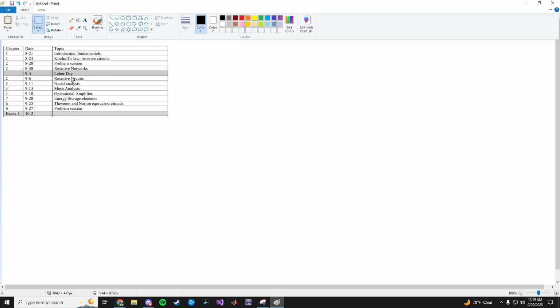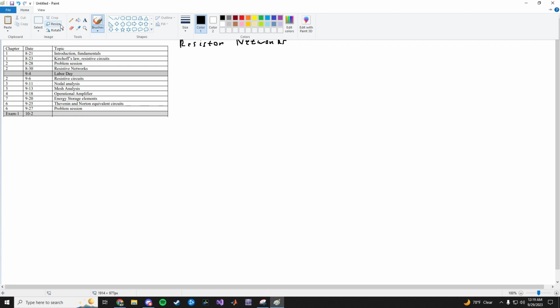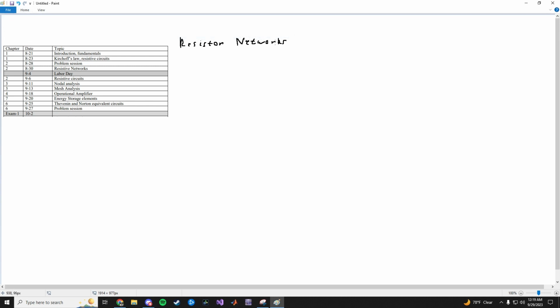So the two main techniques are nodal analysis and mesh analysis. But before we get to those, there's two main resistor networks that are important in ENA. The first one would be the voltage divider.